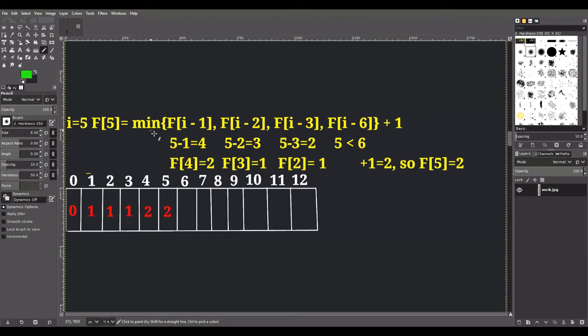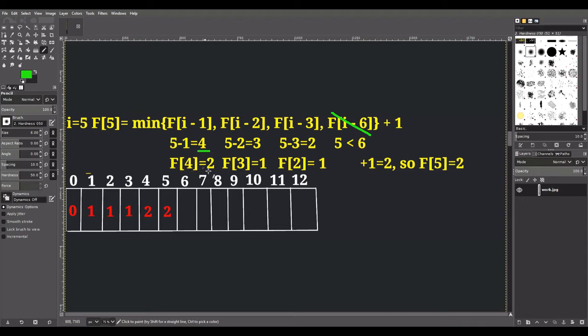f of 5 is equal to the minimum of f of i minus 1, f of i minus 2, f of i minus 3, or f of i minus 6 with 1 added at the end. So 5 minus 1 is 4, 5 minus 2 is 3, 5 minus 3 is 2, and 5 is still less than 6, so we can't choose that one because that's going to give us an index that's out of range.